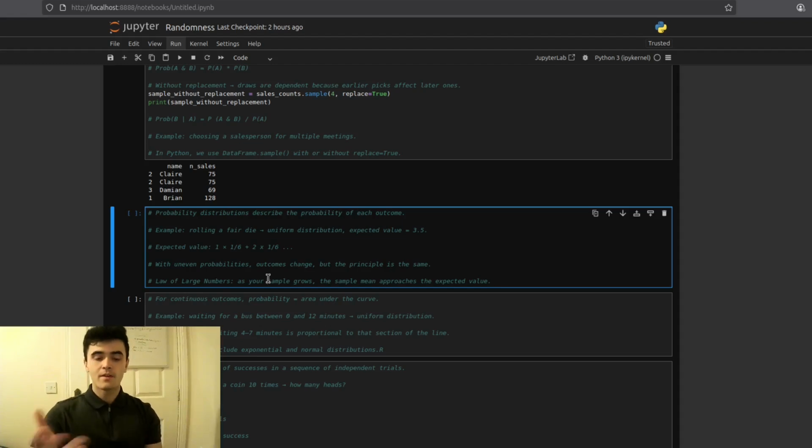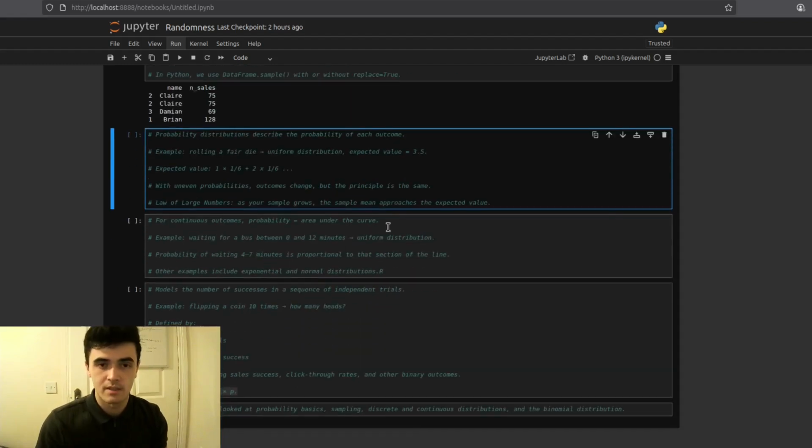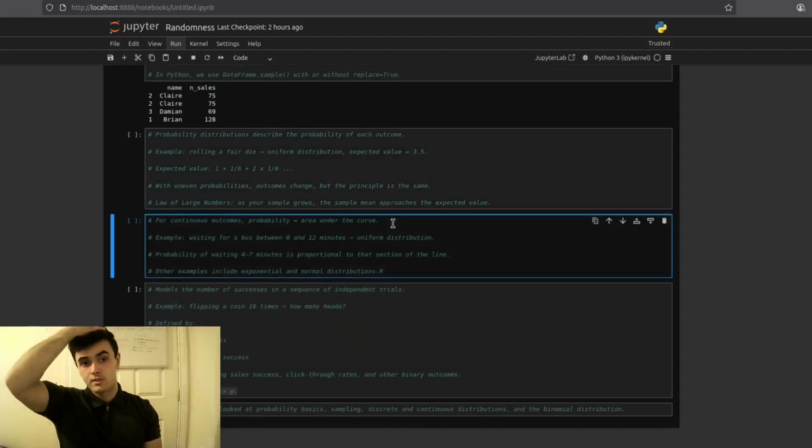If I continue to keep rolling that die, I should get a sample mean tending towards 3.5. That's essentially the law of large numbers. The expected value is like a golden number that the data set will tend towards. If I continue to grow my sample, then my mean will tend to the expected value. That's exactly what the law of large numbers states.